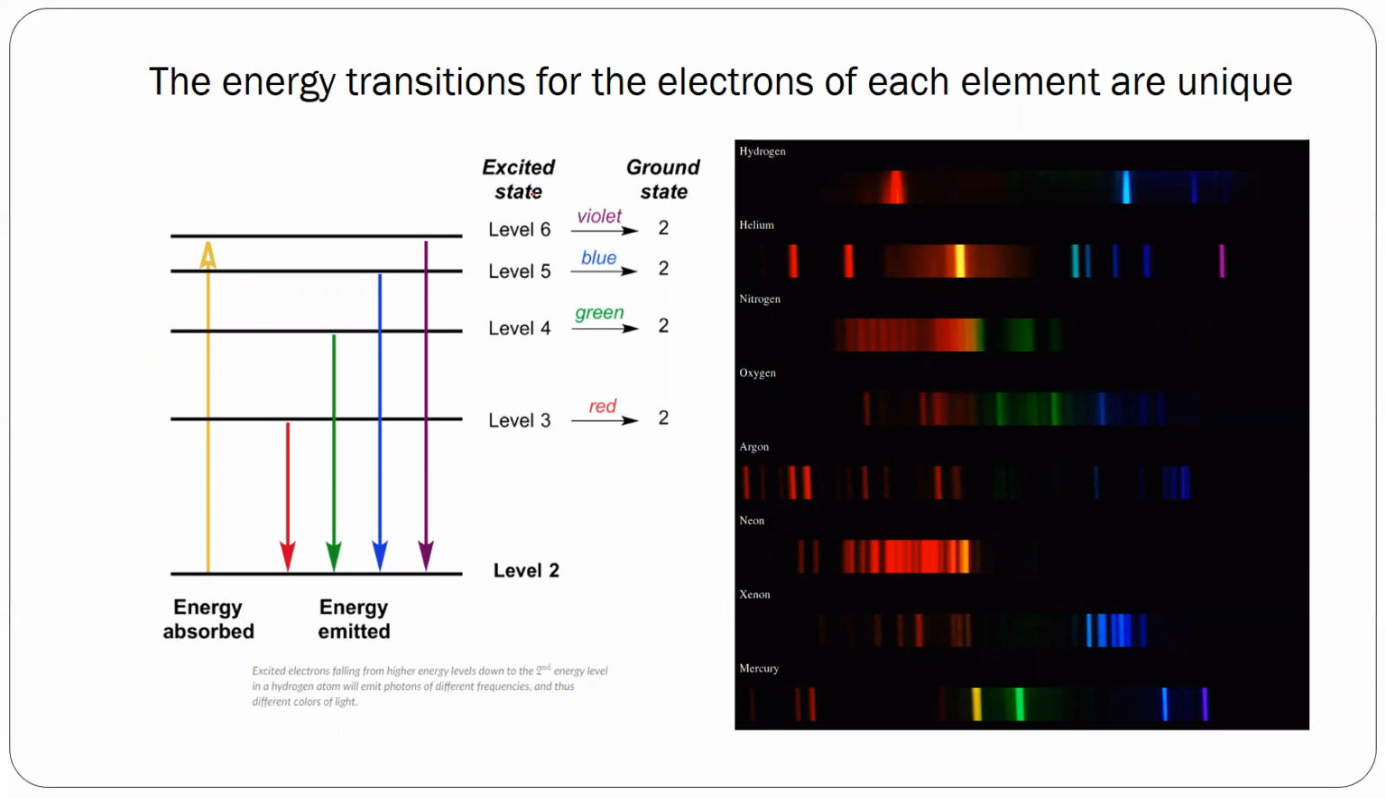Each element will have a unique energy transition. For example, for hydrogen, you can only see the red, the blue, and the purple. While for other elements, iba naman yung klase ng energy transition. So, unique ang bawat element. We can call it a signature if you want. But this is what we call the spectrum of your element.